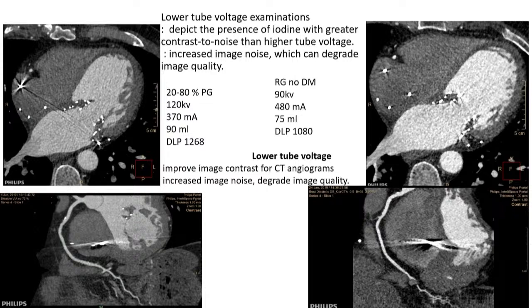So essentially, if you use lower kVp, you can improve the image contrast for the angiogram, but you increase noise and get less image quality. So for a thin patient, it's probably okay, but for an obese patient, the noise will be so much that you won't be able to interpret, for instance. But if you want to look at the myocardium only, again, that level of noise is probably acceptable.